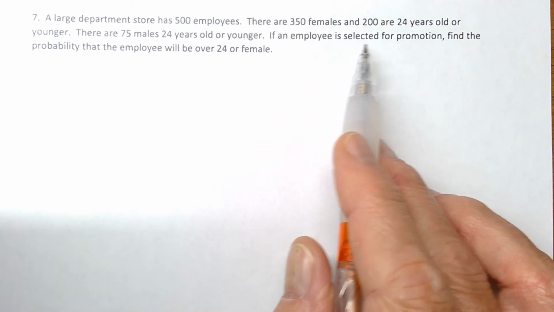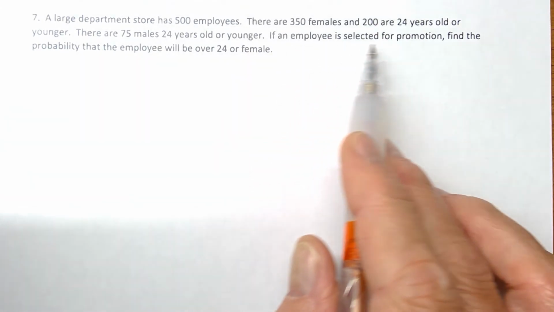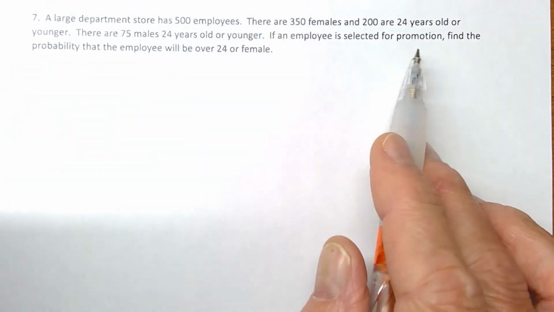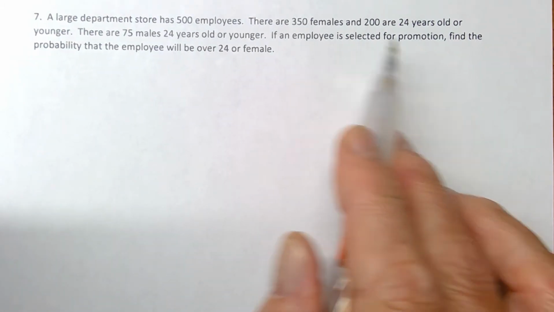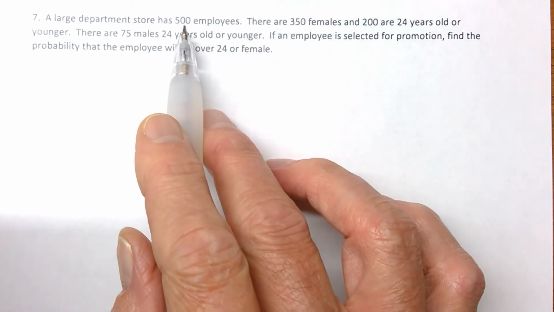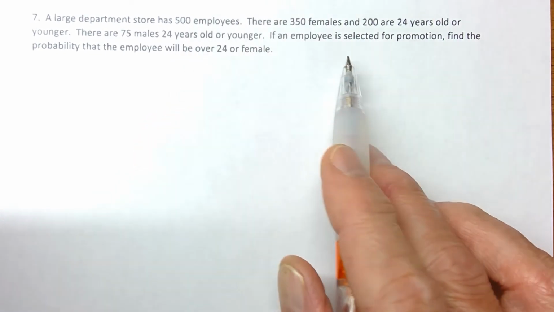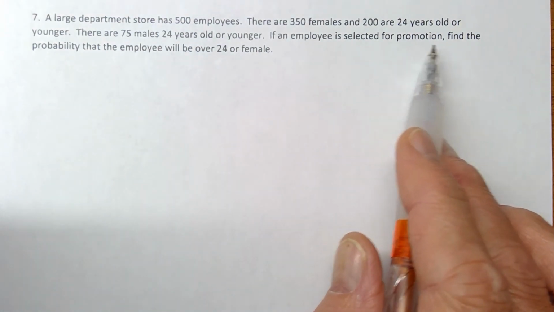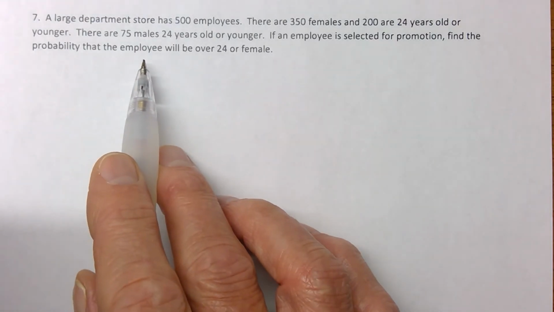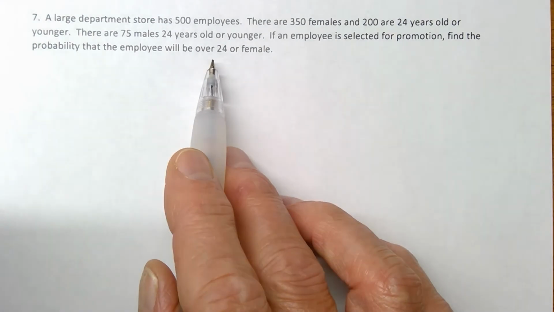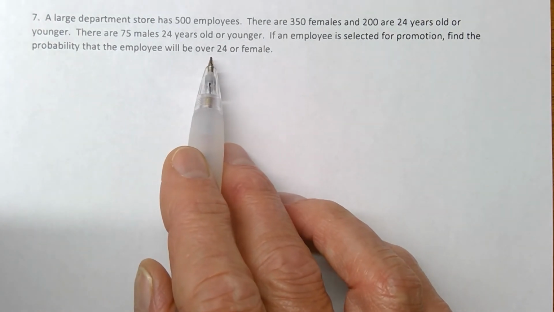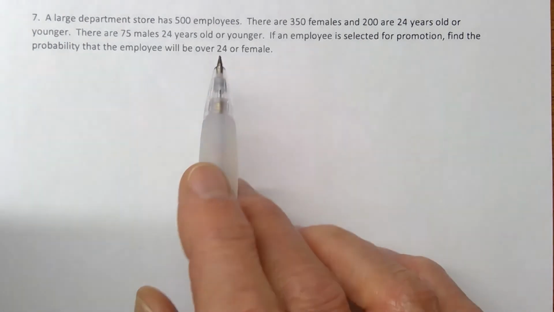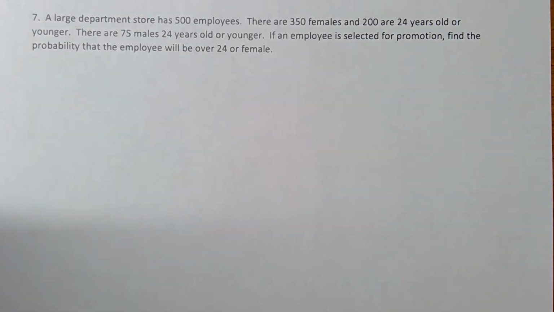If an employee is selected for promotion, let's just imagine an employee being picked out of a hat for a promotion, which is not a good way to do a promotion, but it'll help us with the probability. So if there's 500 names in the hat, and we reach in there and we pick an employee out for a promotion, what's the probability that the employee that gets picked will be, let's say, old, over 24, or female? All right, let's figure out the chances that they're over 24 or female.